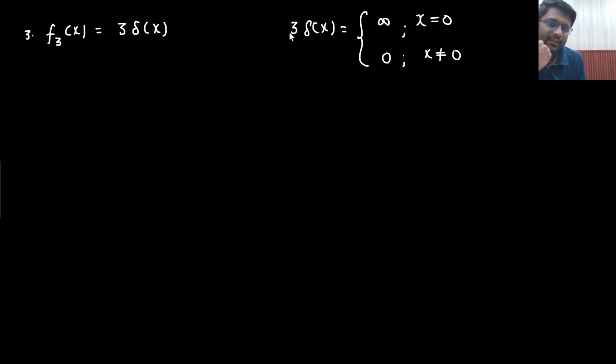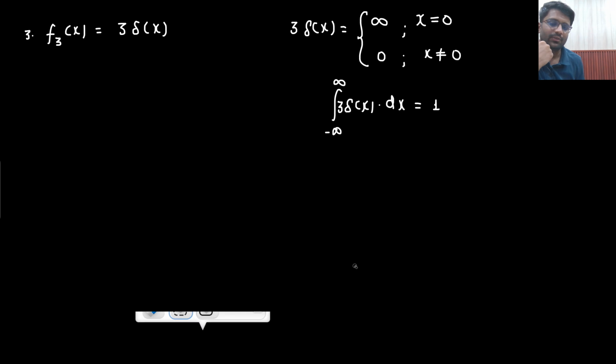If you multiply 3 here, then what will happen? 3 into infinity will also be infinity only, and 0 into 3 will also be 0 only. So no change would be there, it will show infinite amplitude and 0 amplitude only. But you know that the integral from minus infinity to infinity of delta x dx shows the area to be 1. Here in place of delta x, I need to put 3 delta x. So how much area would it show? Both sides are multiplied by 3, so it will show the area equal to 3.